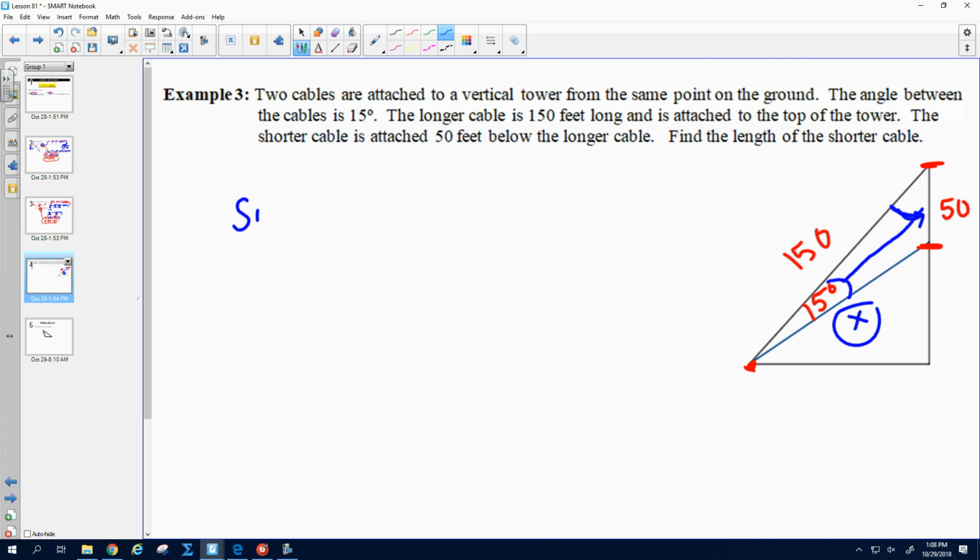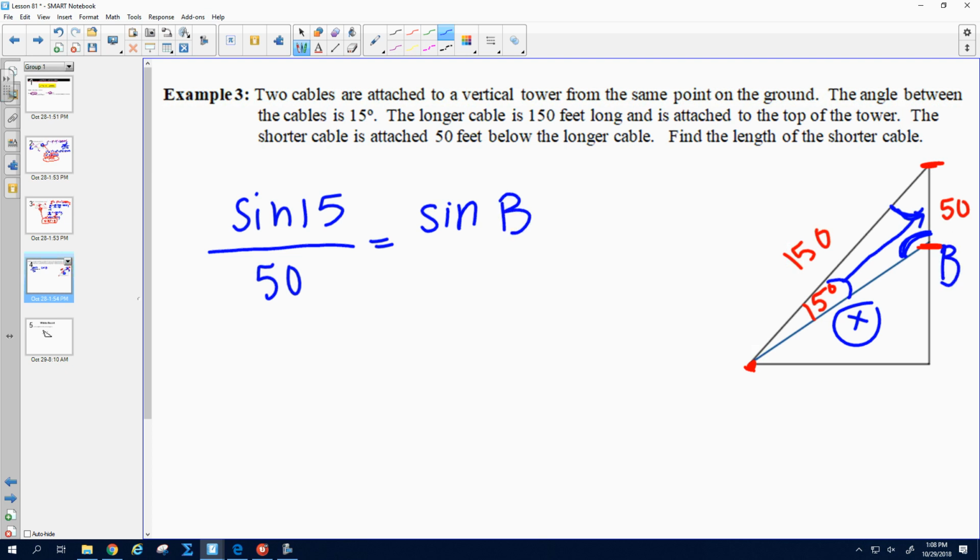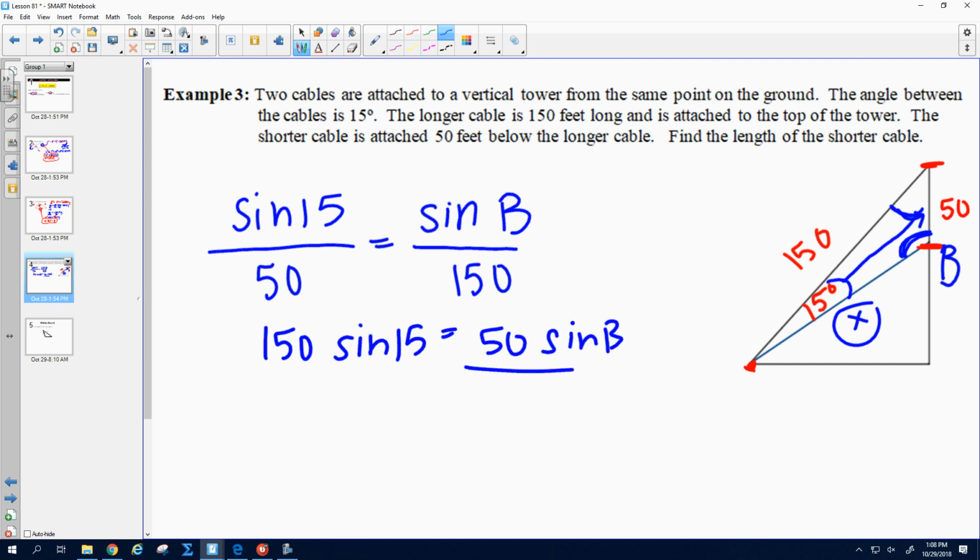So I'm going to start with sine of 15 over the opposite side here of 50. And I'm going to find this angle first. And it is opposite this side of 150. So I'm going to do sine of, I'll just label this angle B, whatever you decide, over 150. And I'm going to cross multiply. So I have 150 sine of 15 equals 50 sine B. And I'm going to divide by 50. I'm going to put that whole thing in my calculator.